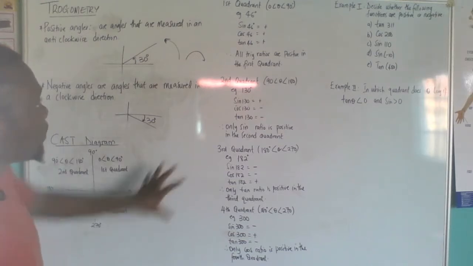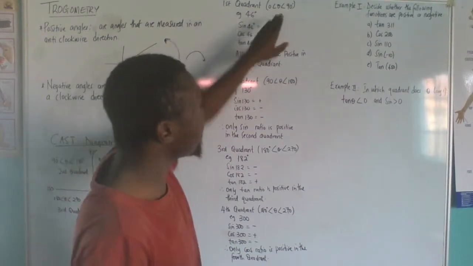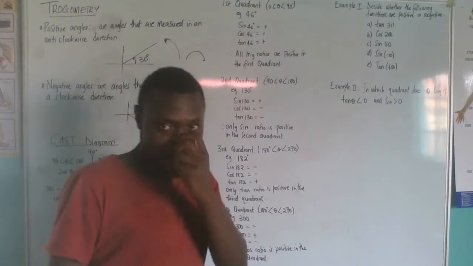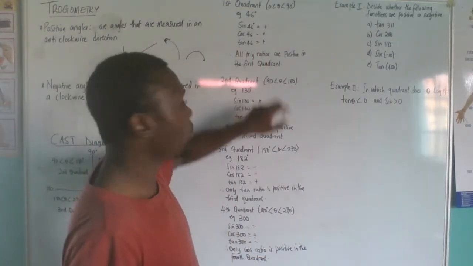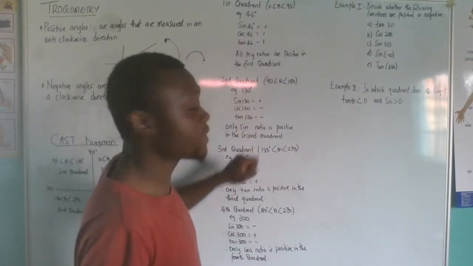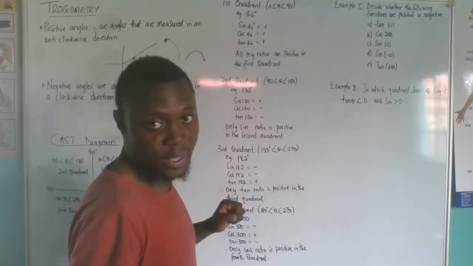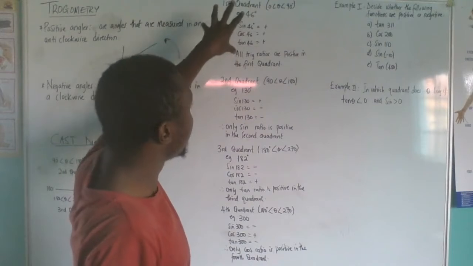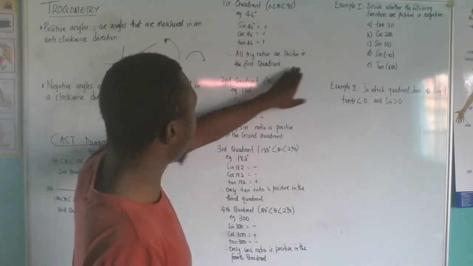Dealing with the CAST diagram, in the first quadrant, that is from 0 to 90, let's choose any angle. Take sine of that angle, it will give you positive. Cos of that angle, for example 46, will give you a positive. Tan of that angle will give you a positive. That means in the first quadrant, all the trig ratios will give you a positive.